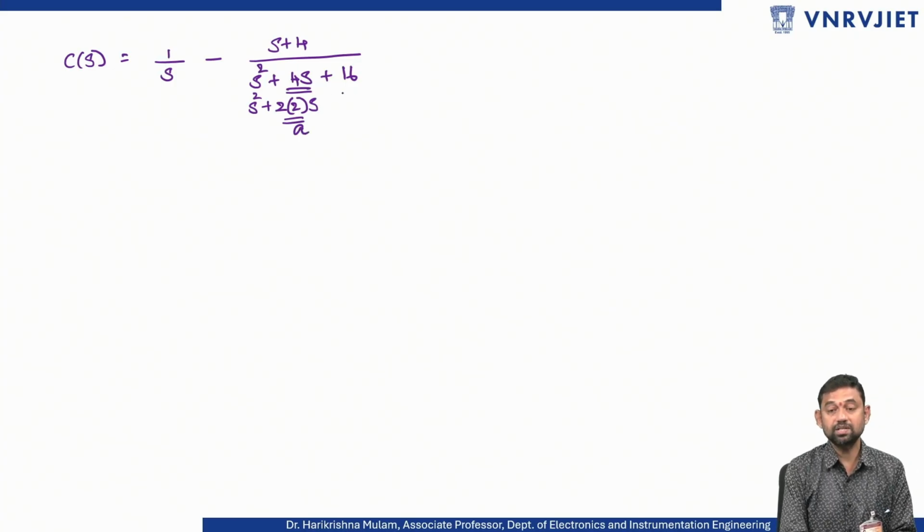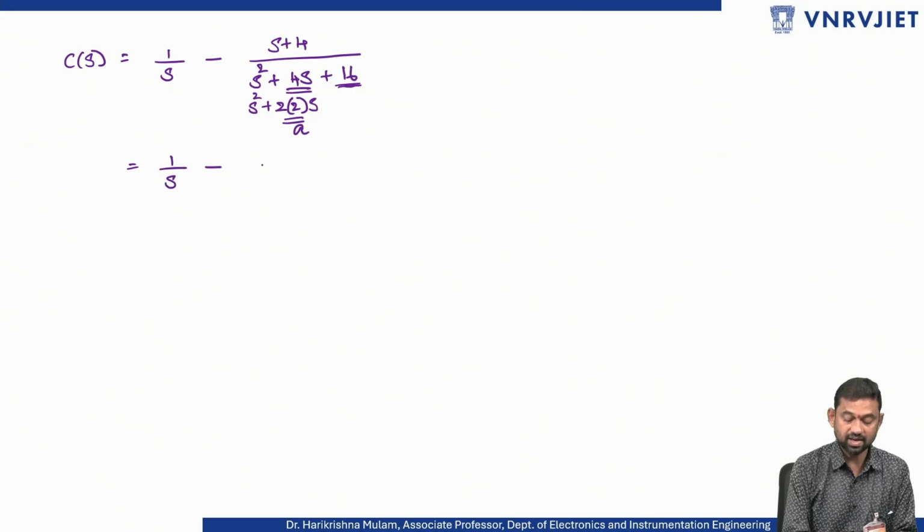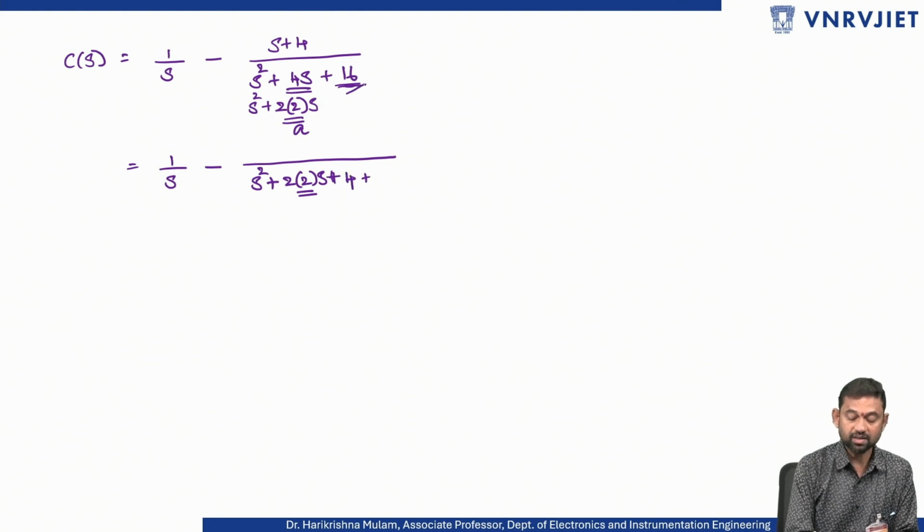Therefore, in order to get the expression of s plus a whole square, you need to split this 16 accordingly. Let me first write the denominator term, s square plus 2 into s, as a is 2. 2 square is 4, and if 4 is subtracted from 16, the remaining is 12. Therefore, this s square plus 2as plus 4 can be written as s plus 2 whole square. Even this numerator I am writing as s plus 2 plus 2.